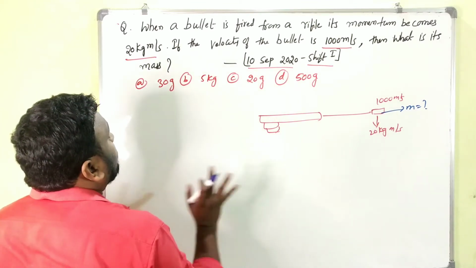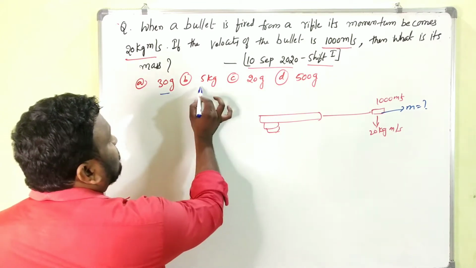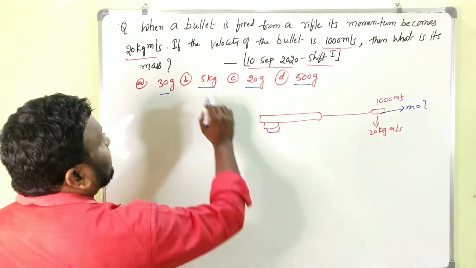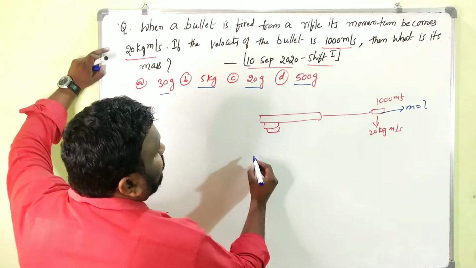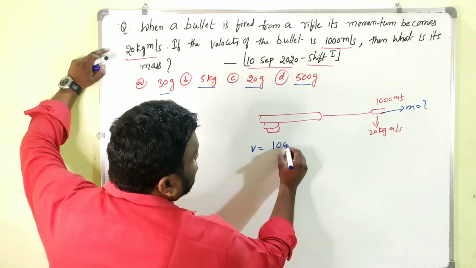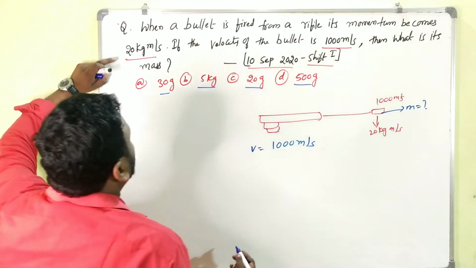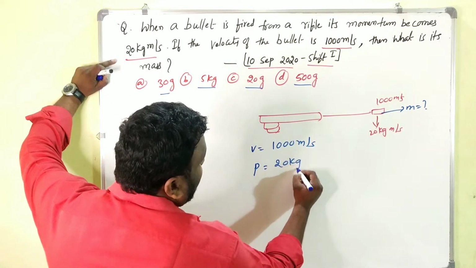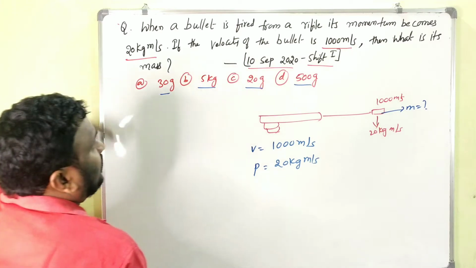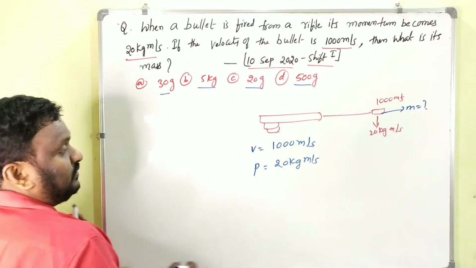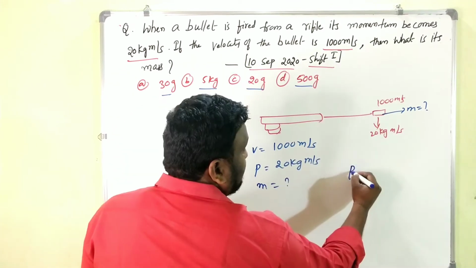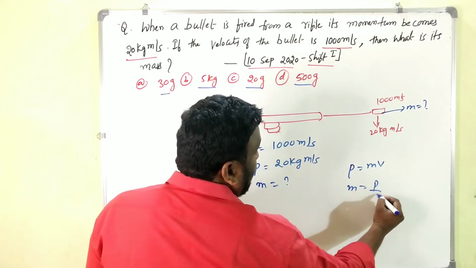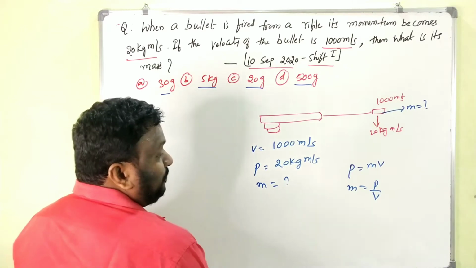So here the options are given: 30 grams, 5 kg, 20 grams and 500 grams. The given values: V is equal to 1000 m/s, which is in SI units, and the momentum P is equal to 20 kg m/s. Now we want to find the mass. P is equal to mv, so m is equal to p by v.